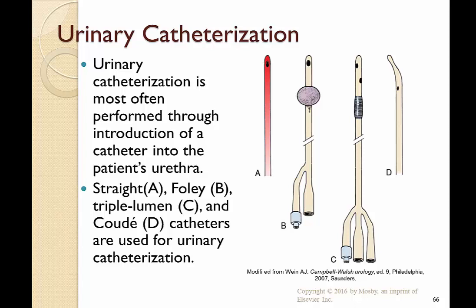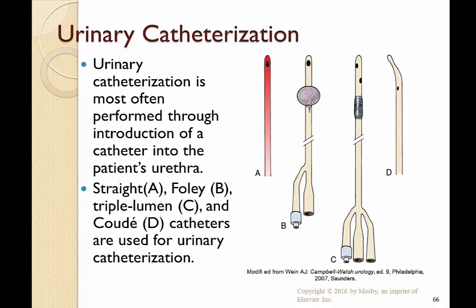B is what would be called a Foley catheter. It's double lumened, and the urine comes out of the catheter into a drainage bag. There is a balloon on the end which is filled with approximately 10 cc's of normal saline, and that is to create a way for the catheter to stay in place, because it is staying in place.